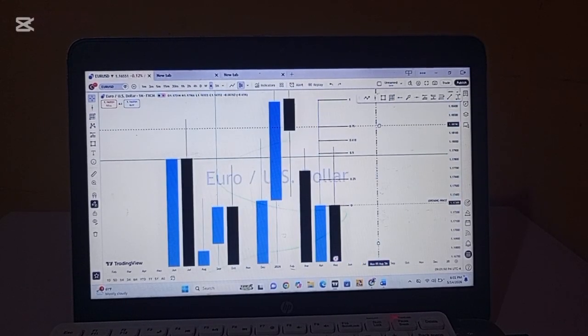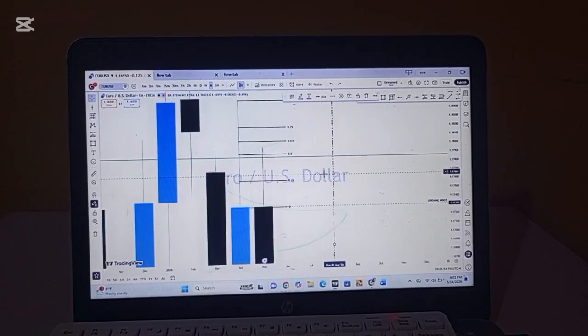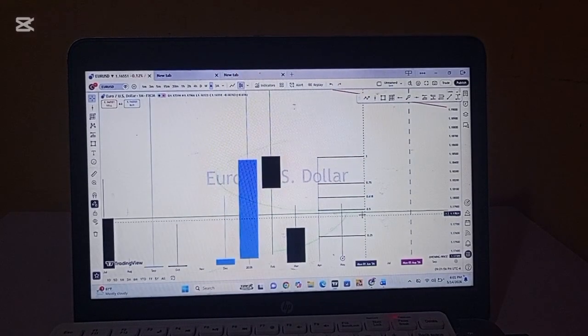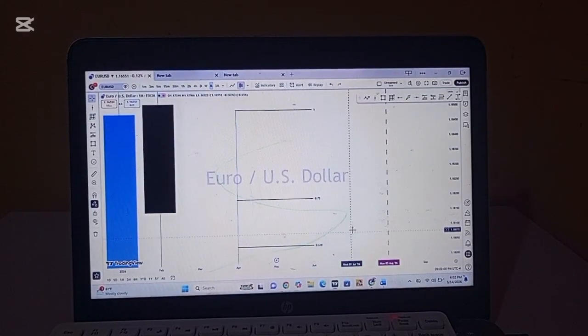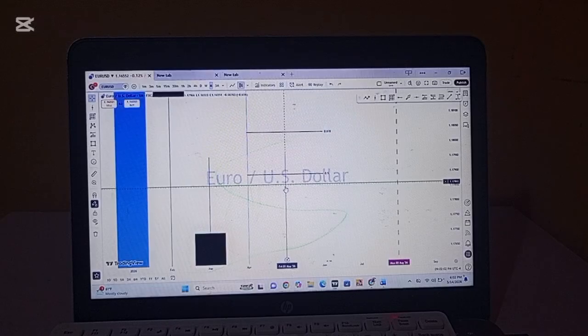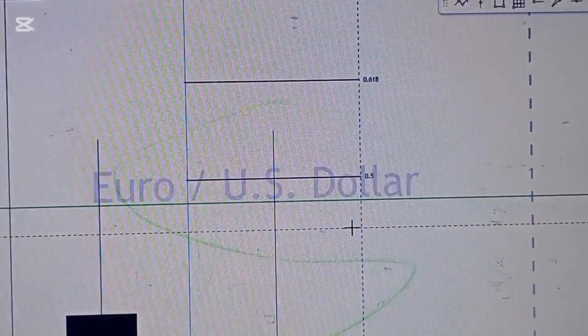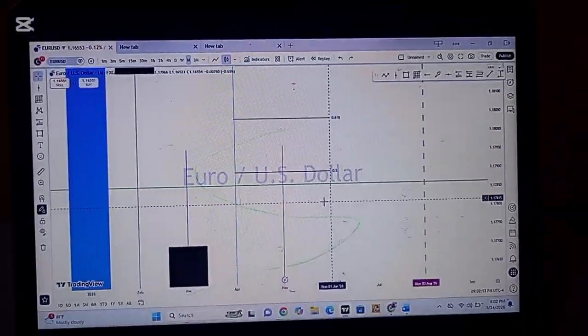Let me remove it for you. You can see where it tapped. I want to zoom in for you where it tapped. Look at this. It tapped. Remember, our key level is marked in green. Here it is. It tapped the 0.5 level. I don't know if you're seeing it. Yes.